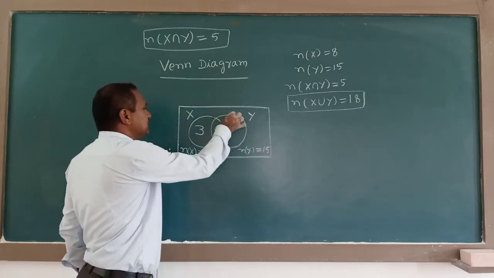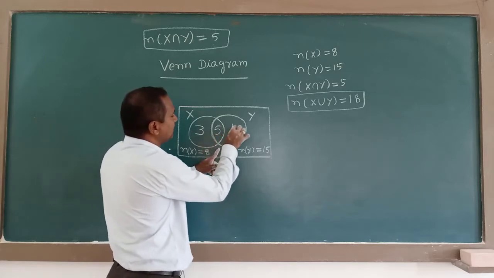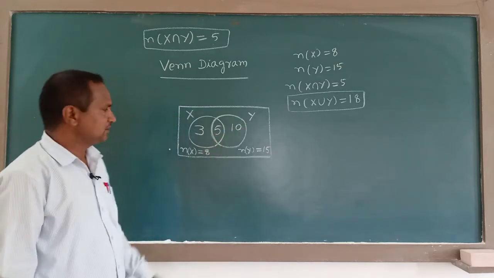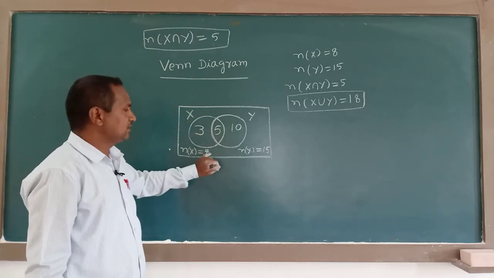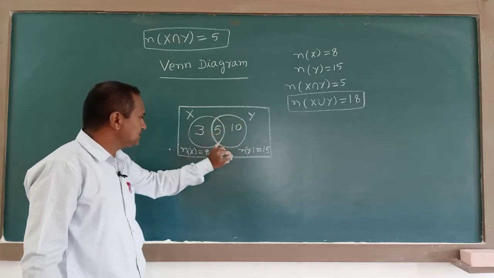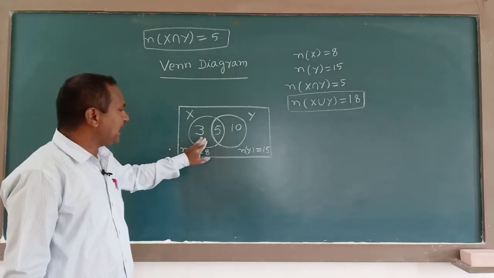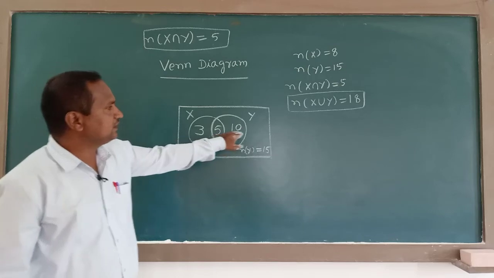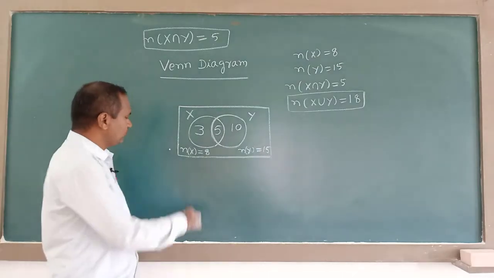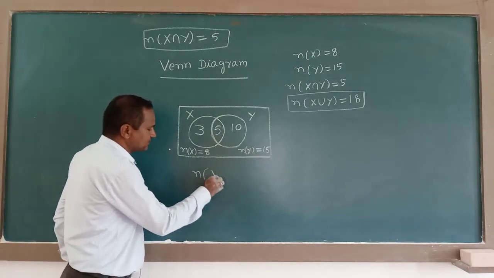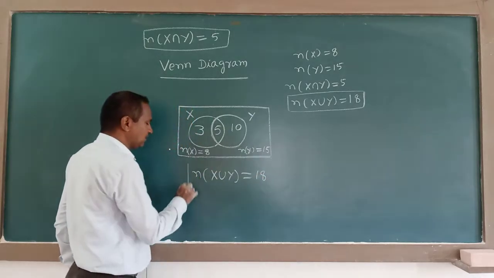Already 5 are included in this set Y. The remaining elements, 15 minus 5, 10, will come here. Like this, total elements for set X is 3 plus 5, 8. And elements for set Y total 5 plus 10, 15. That's why if you add all these three elements, you should get 18 only. 3 plus 5, 8. 8 plus 10, 18. Therefore, we can write n of X union Y is equal to 18. This is the answer for this question.